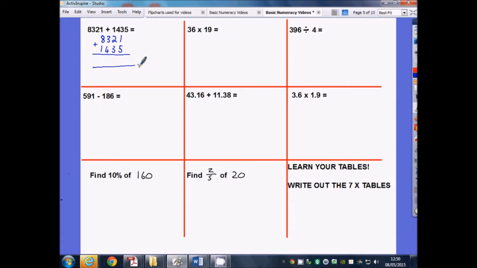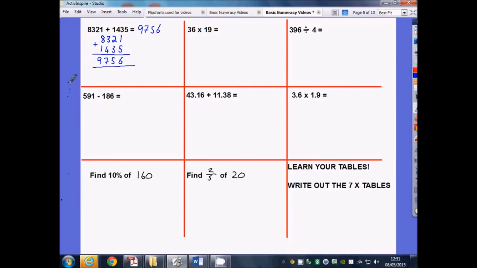Then what I'd like you to do is start off on the right hand side. And we begin by doing 1 plus 5, which gives me an answer of 6. 2 plus 3, which is 5. 3 plus 4, which is 7. And 8 plus 1, which is 9. So 9,756. That was a very nice question which didn't involve any carrying.